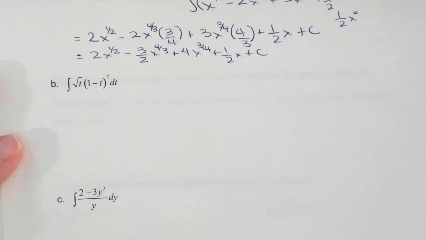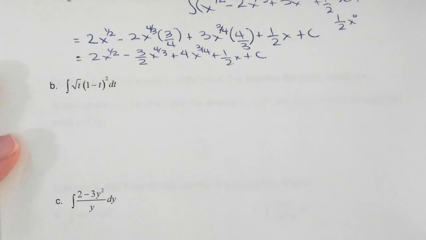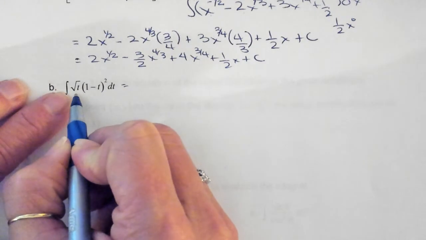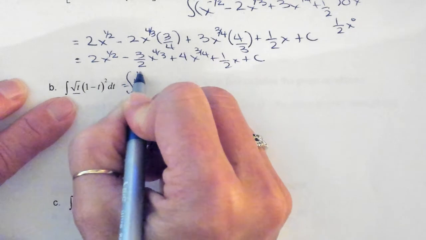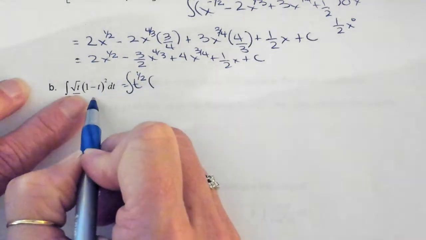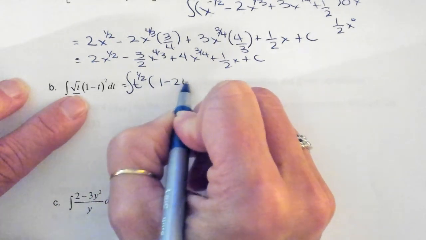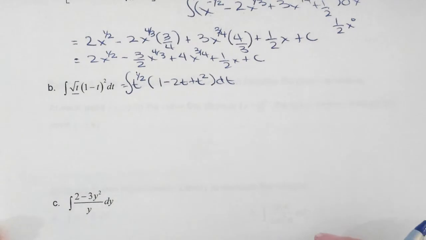Do I have a product rule here, yes or no? Do we have a product rule for integration? No, we do not. So there's a couple things that we need to do. First of all, I need to rewrite this as the integral of t to the 1/2 times... You actually need to FOIL this out. So this becomes 1 minus 2t plus t squared dt. Can I integrate now? No, not yet.